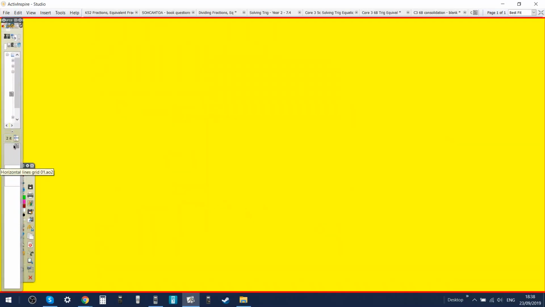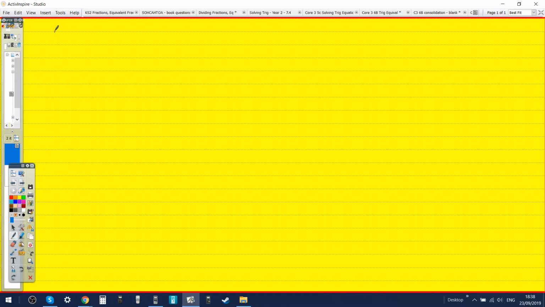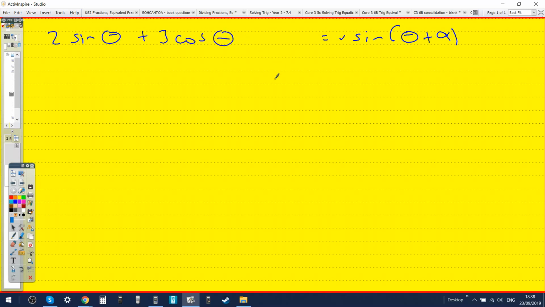2 sine theta plus 3 cos theta equals r sine theta plus alpha. What was the second part? Sorry, 3 cos theta, and it says show that r cos alpha is equal to 2 and r sine alpha is equal to 3. So this is a show-that question. They're just trying to get you to prove it, basically.